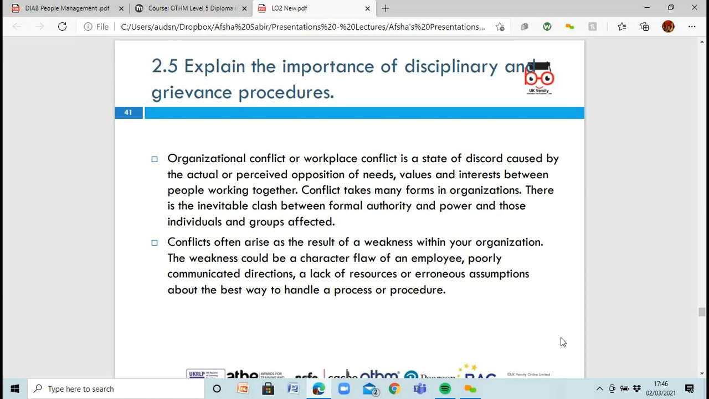So conflicts can often happen because of a weakness within the organization. This can be the character flaw of an employee. It can be poorly communicated directions, lack of resources, erroneous assumptions, and then maybe even the way things are handled, so how your processes and procedures are handled. So a lot of things can contribute to conflict.